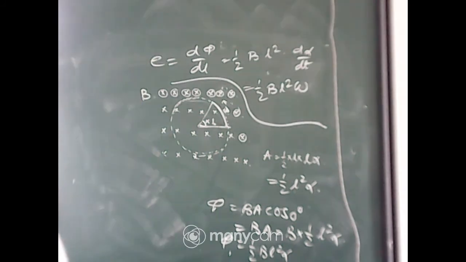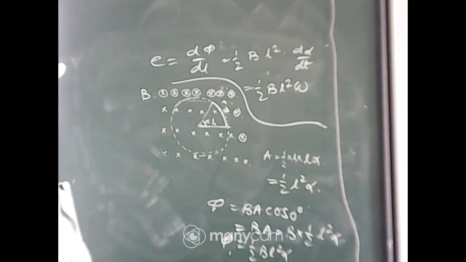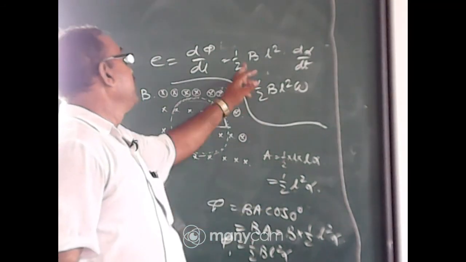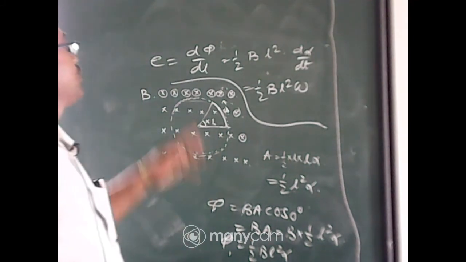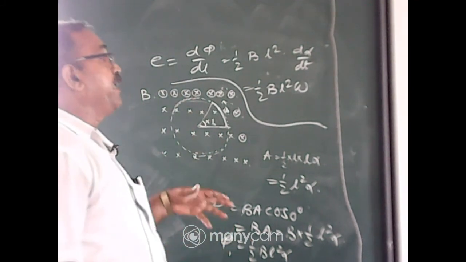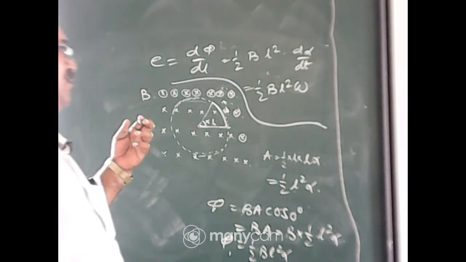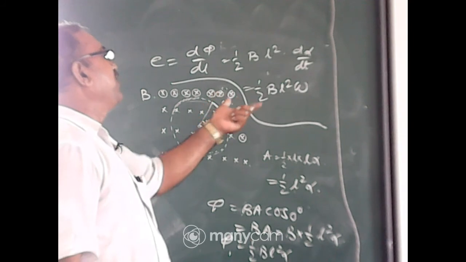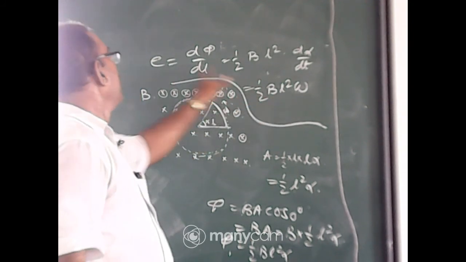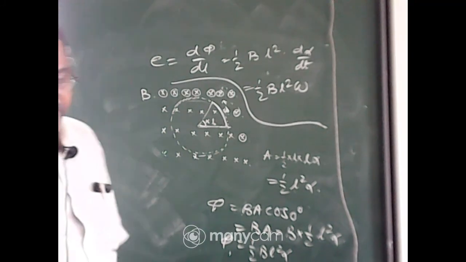You find out the EMF. EMF E equals d phi by dt. You put in this value of phi. B is constant, L is constant, so alpha will change. So d alpha by dt, alpha by t, equals angular displacement by time, that means the angular velocity. So the value of E equals half into B into L square into omega. Okay.